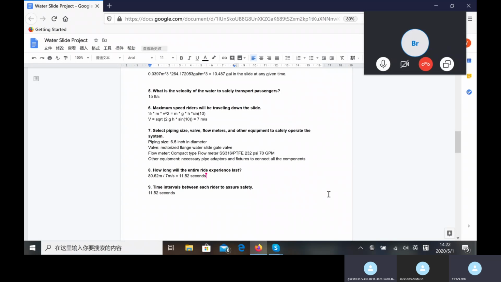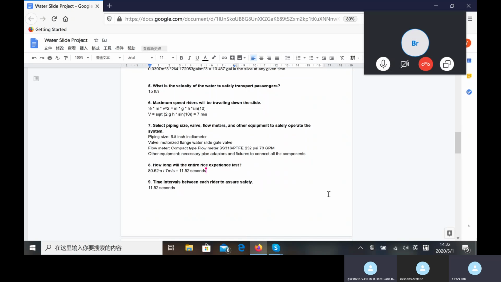Now going into number 8, for how long the experience will ride. We took the length of the entire slide, which was 80.62 meters, and divided that by how fast the person was going to be going, which is 7 meters per second. And that's where you get your 11.52 seconds.